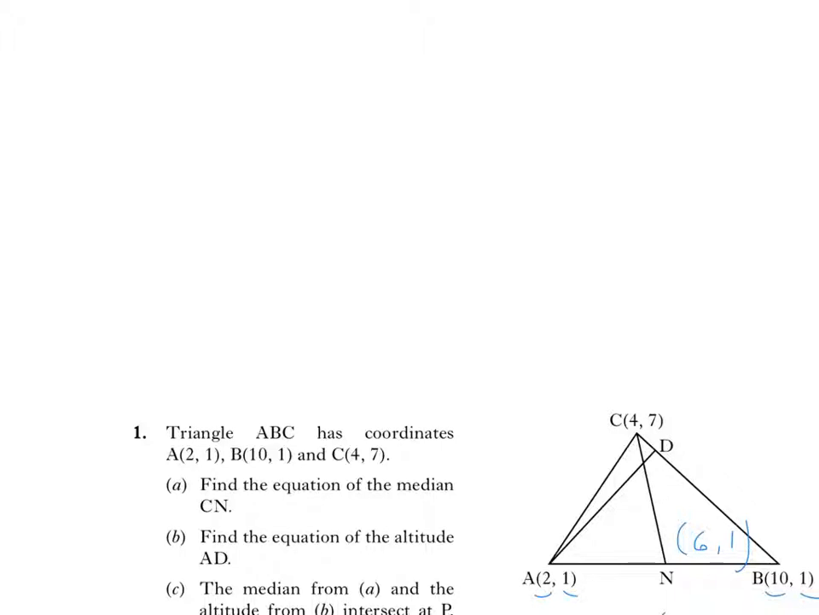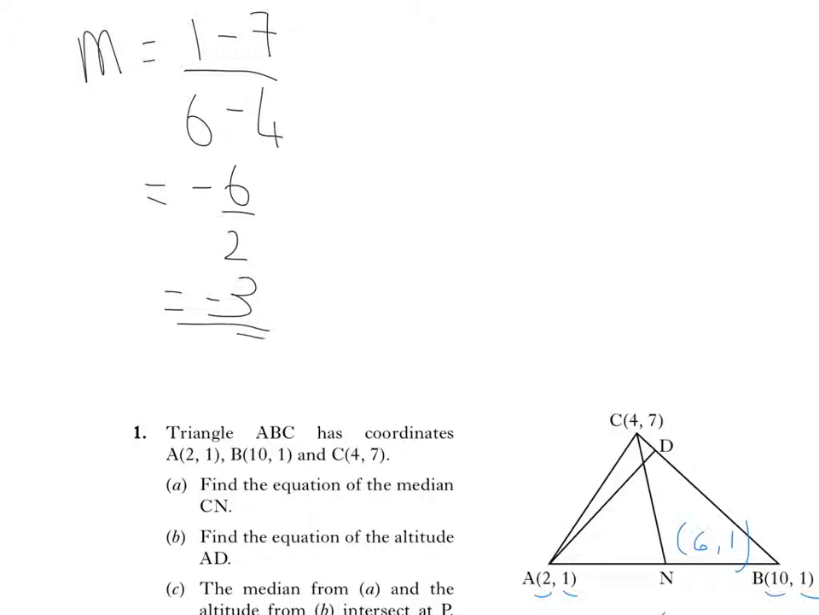Now I'm going to find the equation of the median. I've got 2 points that lie on the line, so I can find the gradient. That's y2 minus y1 over x2 minus x1, so 1 minus 7 over 6 minus 4. That's minus 6 over 2, and the gradient of the median is minus 3. So if I've got the gradient, and I choose one of the points, I'm just going to choose one at random, which is (4, 7).